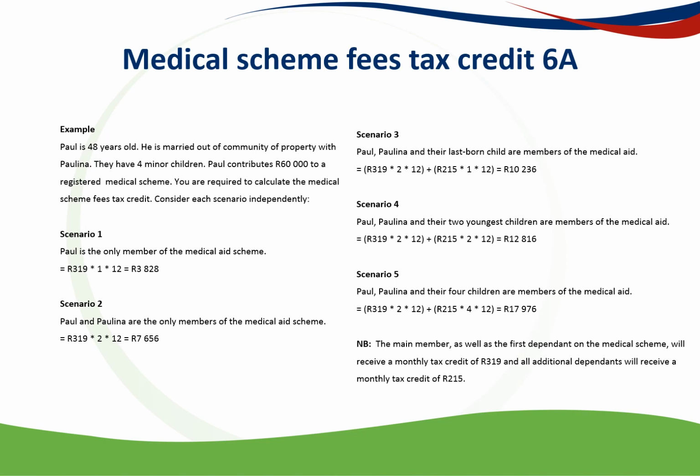So for example, if you say a husband, wife, two children, your Section 6A medical tax credit will be 319 plus 319, that's for the two people, and then after the second dependent it will be 215 for child 1, 215 for the next child, and that is per month, so it's times 12 months, and that will then be your medical scheme fees tax credit, which is your Section 6A. Okay, so there's a lovely example here on Paul, and he's 48 years old, and if you go through it, it's explained very well.